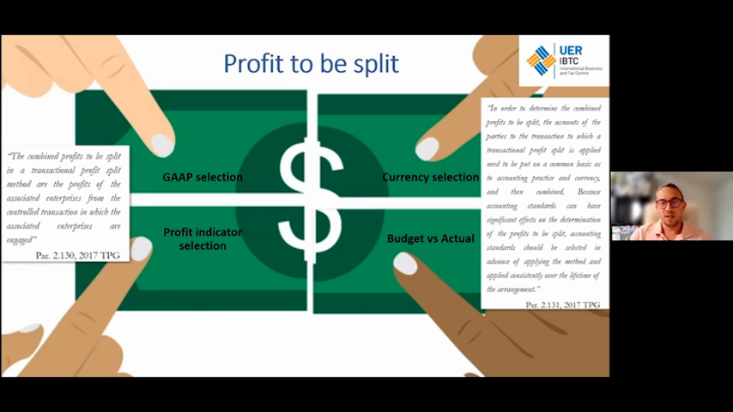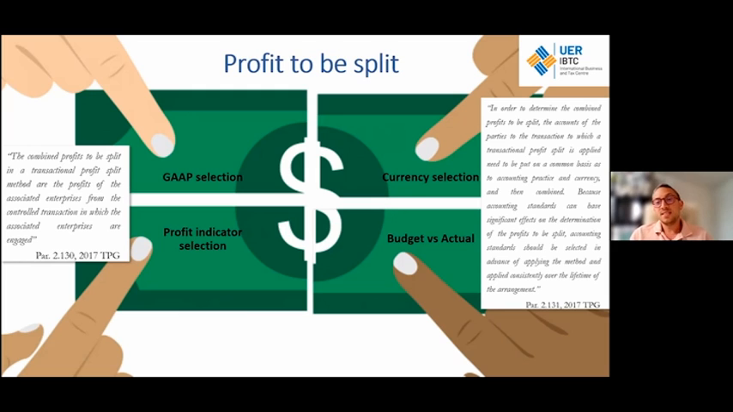We need to consider the operating profit. We need to consider also the overheads. We need to consider financial costs or revenues or not. So we need to select the right profit indicator. And finally, we need to decide if we want to split the profit according to the actual amount or budget amount.